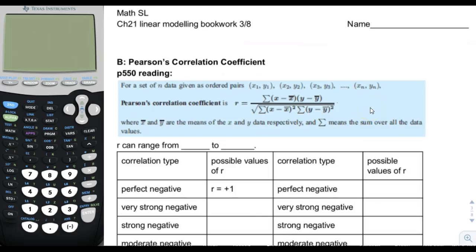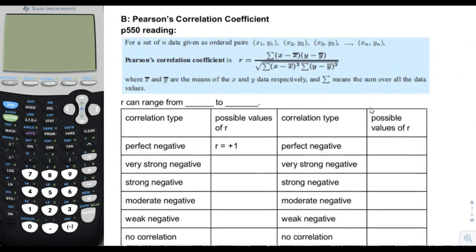Page 3, we're going to talk about Pearson's correlation coefficient. On page 550, I copy and pasted a section of the page here. It gives you the formula for Pearson's correlation coefficient, which is quite a mess here. This doesn't mean much to you right now. Maybe what you're going to recognize are the sigmas. The sigmas we learned in the sequences and series chapter, where we summed up a sequence of numbers.